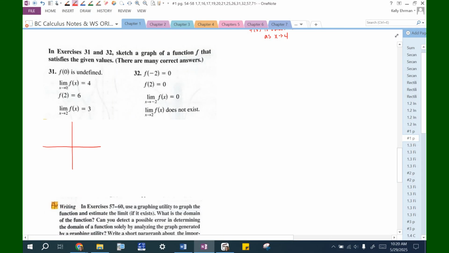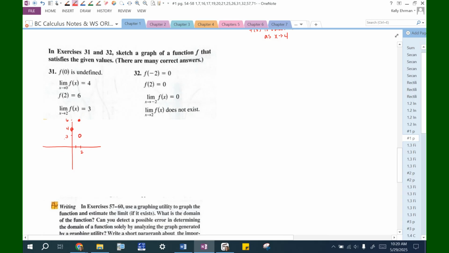The limit as x approaches 0 is 4. So the graph needs to be approaching 4, but maybe there is a hole then if the limit exists. So I'm going to put a hole at 4. F of 2 is supposed to equal 6, so I'm going to plot that point for sure. And then the limit as x approaches 2, though, that's only 3. So let's do this. I'm going to put a hole at 3.